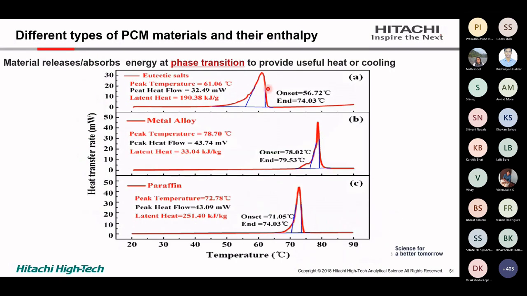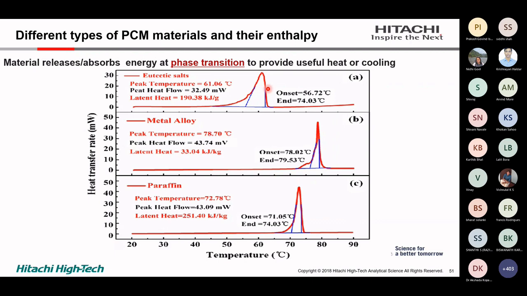This is the PCM, phase changing material. A phase changing material is a material which is releasing or absorbing thermal energy at phase transition. So the amount of energy which is liberated or absorbed during the phase transition is very, very critical for various applications wherein heating or cooling is involved.